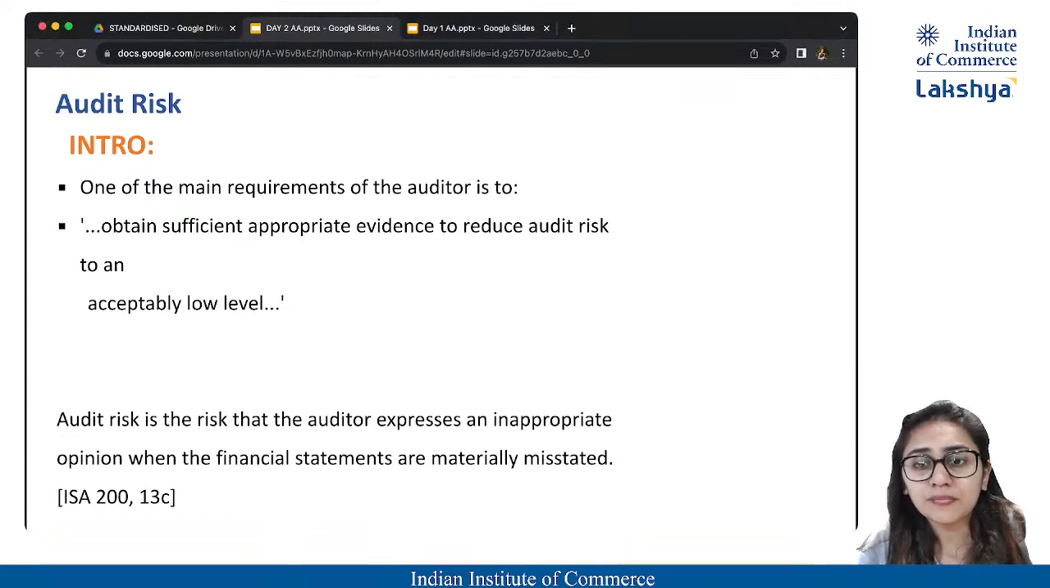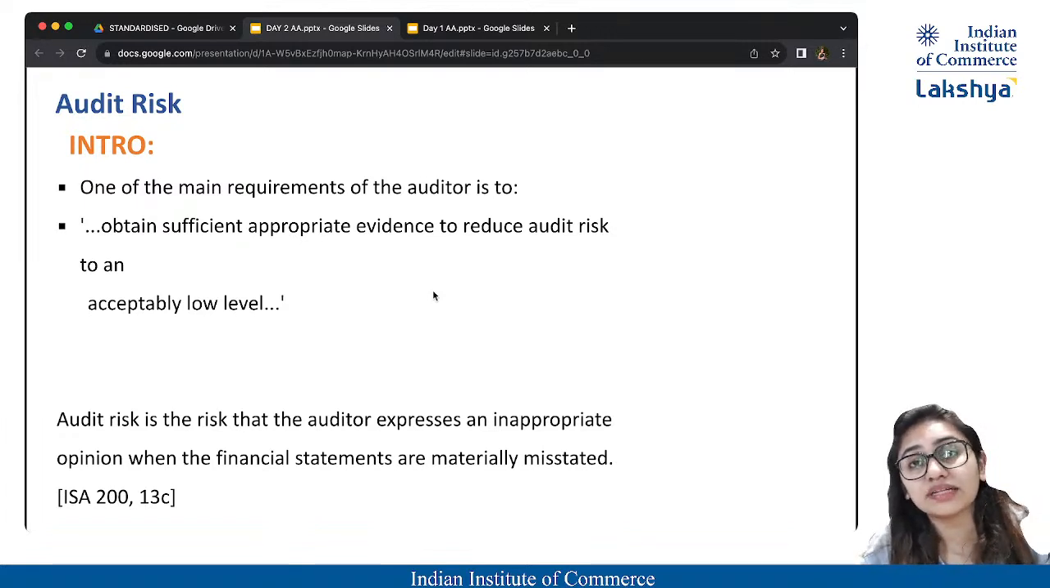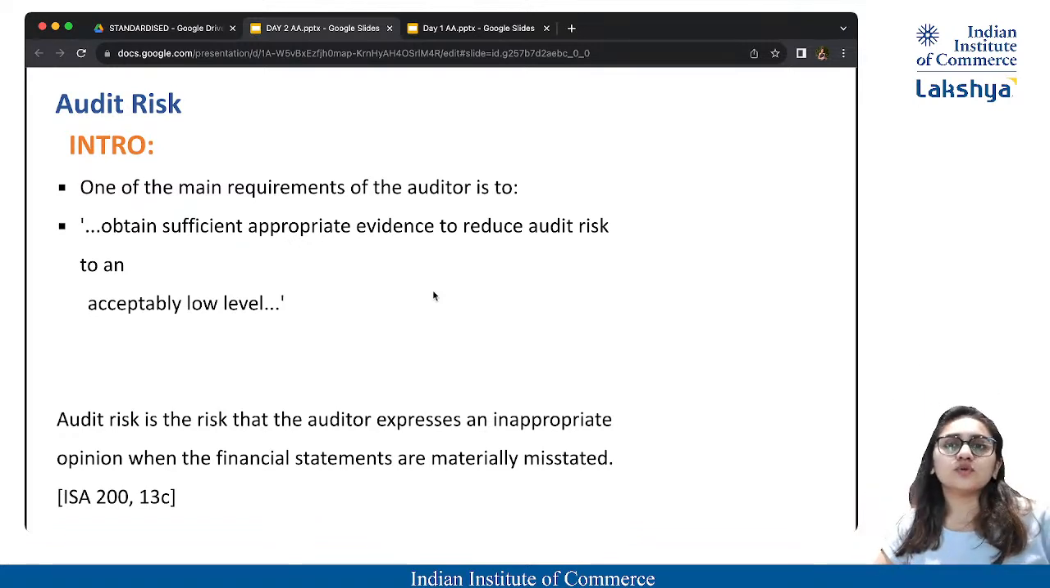Okay. So one of the main requirements of the auditor, when the auditor goes into a company to audit it, what is the main requirement of the auditor? The auditor needs to obtain sufficient appropriate evidence to reduce audit risk to an acceptably low level. Means what? The auditor goes into the company to audit the company. There might be many flaws in the company. The auditor wants to obtain sufficient and appropriate audit evidence to reduce this audit risk, either reduce it completely or reduce it to an acceptably low level.